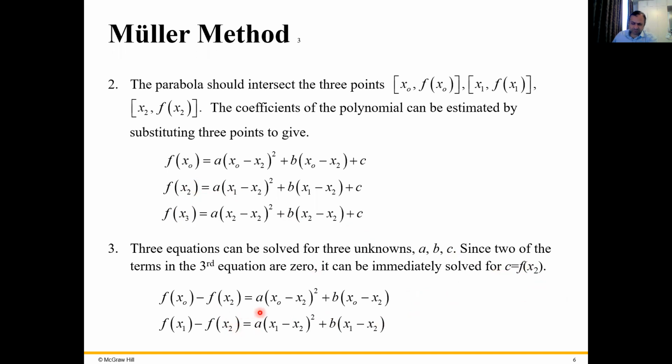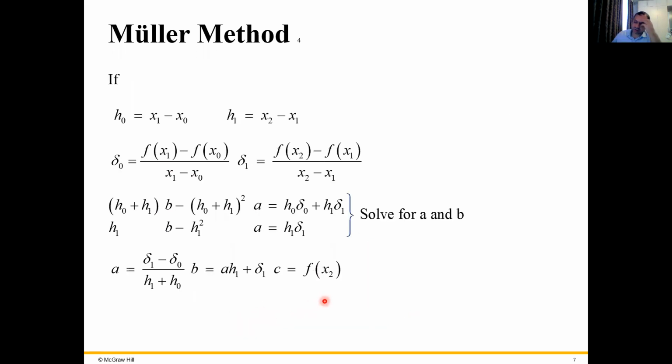So there is a bit of algebra involved over here, but after you perform that algebra, you will see that we can come up with these equations. So h0, h1, we will find delta 0, delta 1. These are some intermediate variables which we will calculate for the calculations.